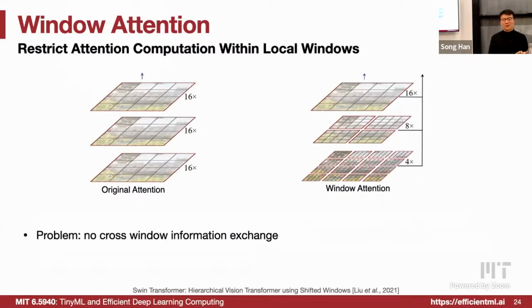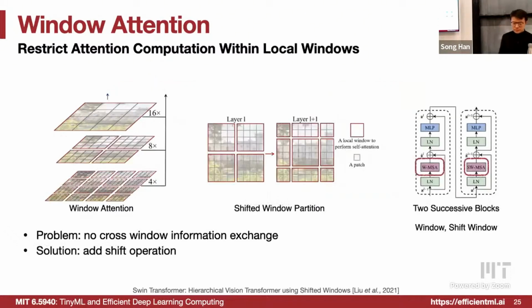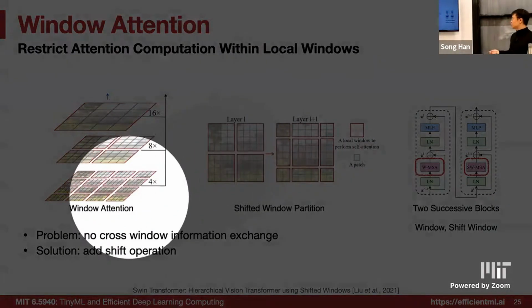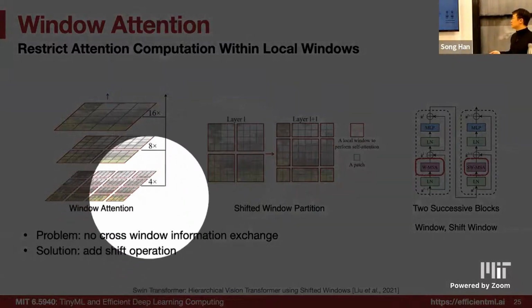Tokens only attend to each other within that window, right? So for adjacent windows, the tokens cannot attend to each other, so the information cannot flow. That's the problem. So how do we solve that locality problem to enable a global, much larger receptive field? Actually, a shift operation is added to this window attention.